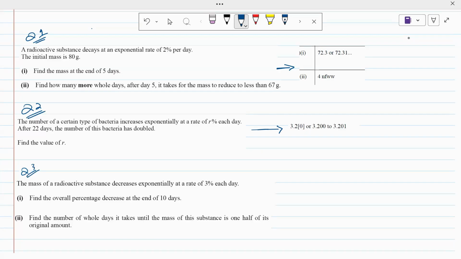So this is it. This was all about exponential growth and decay.